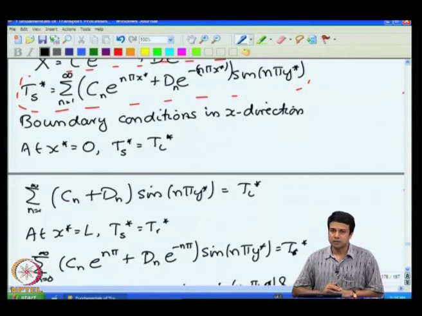So, now we will look at how to solve this in a spherical coordinate system. The procedure will be much the same. We will have to use separation of variables in a spherical coordinate system, and we will look at what kind of solutions this separation of variables procedure provides us with.